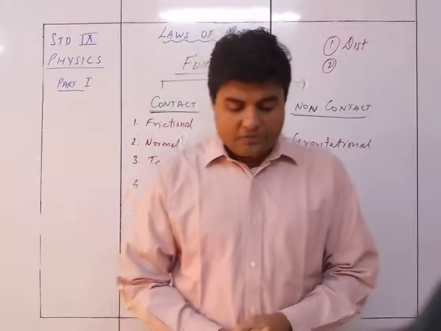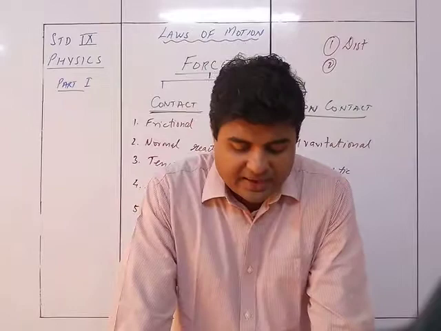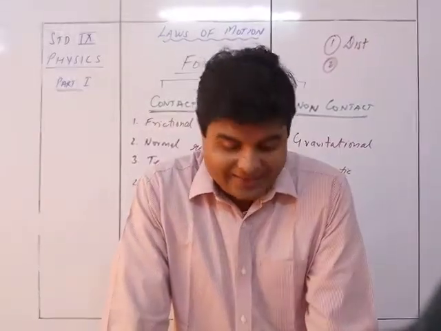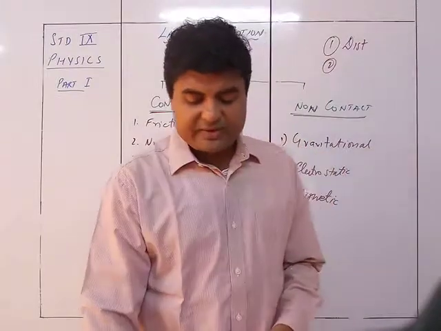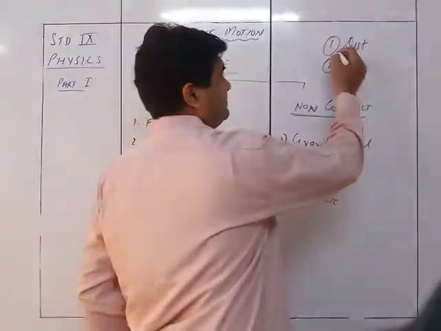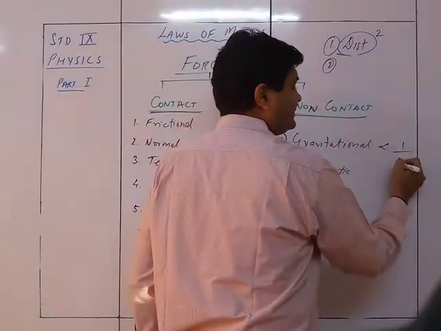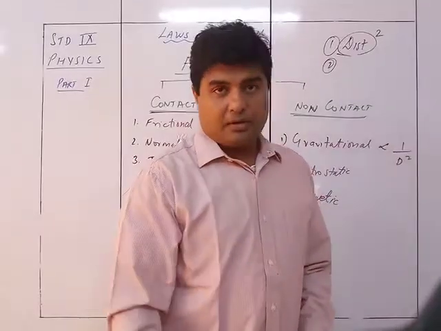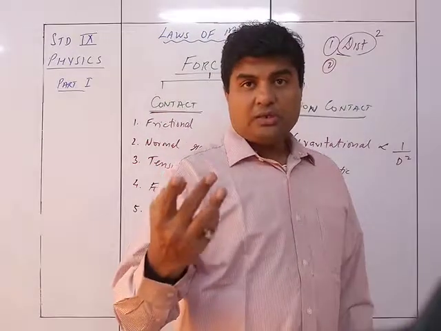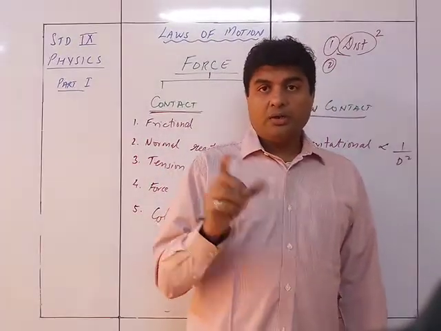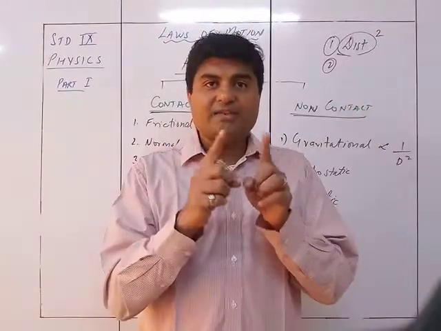The magnitude of the non-contact force on two bodies depends on the separation between them. It decreases with the increase in separation and increases as the separation decreases. It varies inversely as the square of the distance of separation. On doubling the separation, the force becomes 1/4. So the gravitational force is proportional to 1 upon distance squared. If the distance is doubled, the force will become 1/4. If the distance is tripled, the force will become 1/9. Got it? So it is inversely proportional to the square of the distance. The more the distance, the lesser the force. The lesser the distance, the more the force.